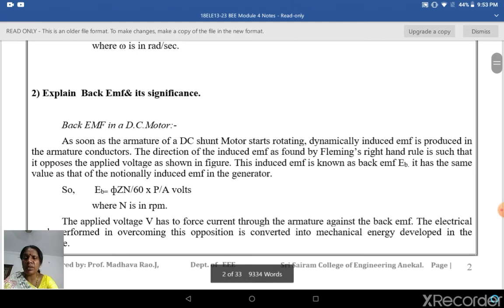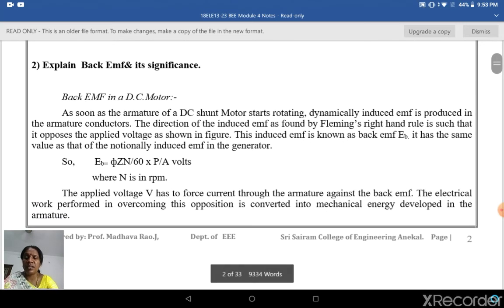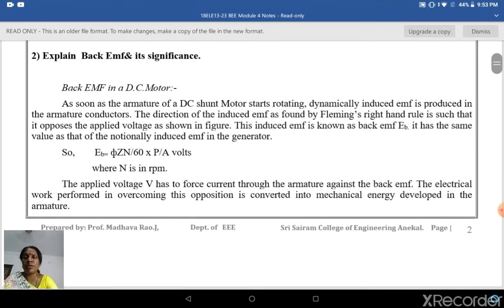Whenever we talk about the motor, we should not forget to realize the back EMF in a DC motor. As soon as the armature of a DC shunt motor starts rotating, a dynamically induced EMF is produced in the armature conductors. If the coil is rotated, the EMF induced in the rotating coil is called dynamically induced EMF. If the coil is kept stationary and the magnetic field is rotated, the EMF induced in the coil is called statically induced EMF. Here the coil is rotated, so the EMF induced is dynamically induced EMF.